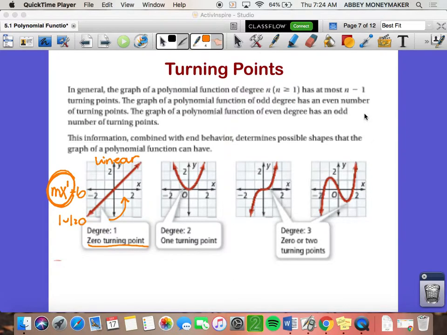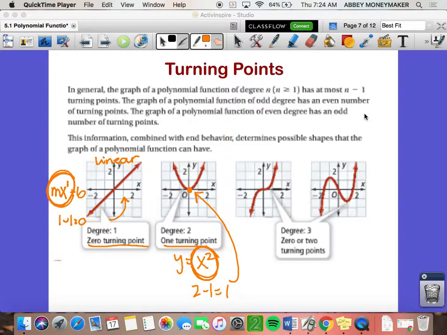That makes sense. With a quadratic, if we have y equals x squared, okay, my highest degree is 2, but 1 less than your highest degree is 1. And then how many turning points do we have here? Just 1, and that's called the vertex. We've dissected that.